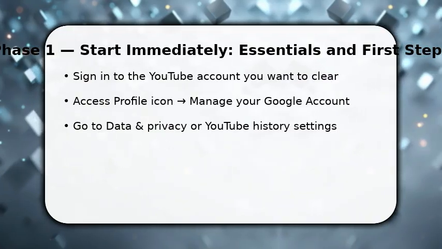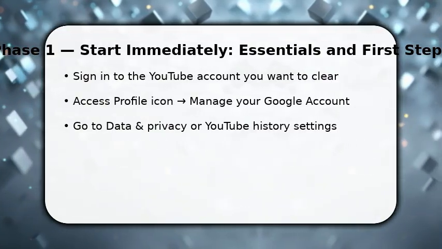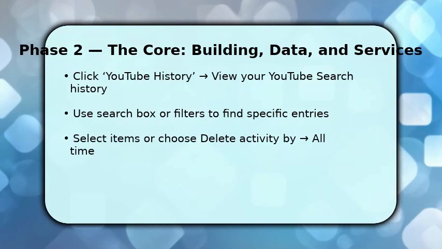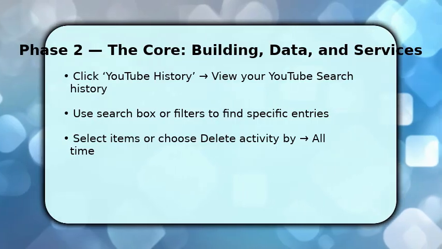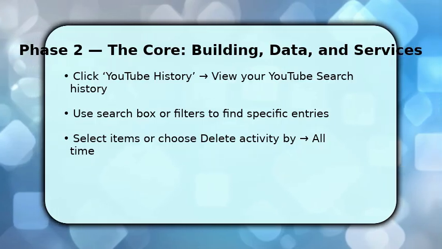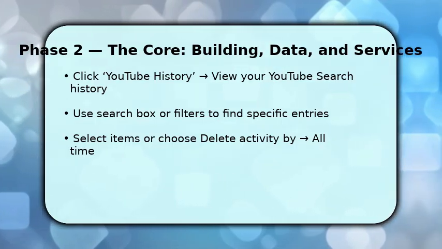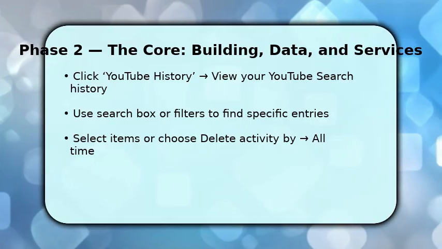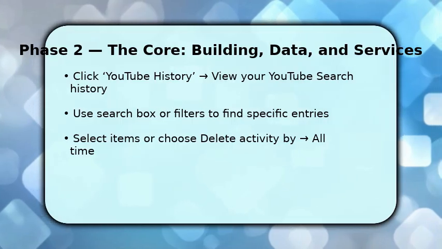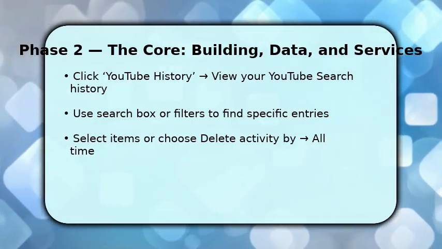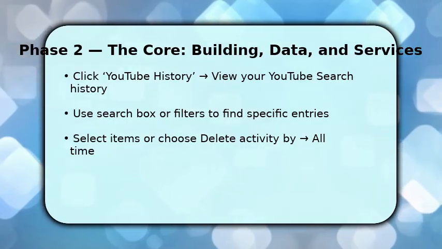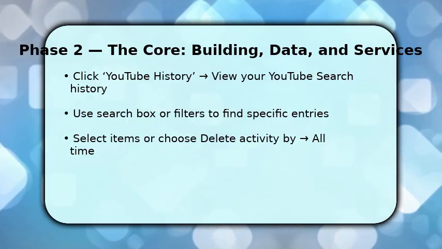Next, stay on the Privacy page so you can locate YouTube history and the options to view or delete entries. Once on the YouTube history page, you can remove specific searches or clear everything. Use the search box or filters to find a single query, then click the 3 dots next to an item and choose Delete. For bulk removal, pick Delete Activity By, set the time frame such as all time or custom range, and confirm. This removes records from your account history, so they no longer influence recommendations.